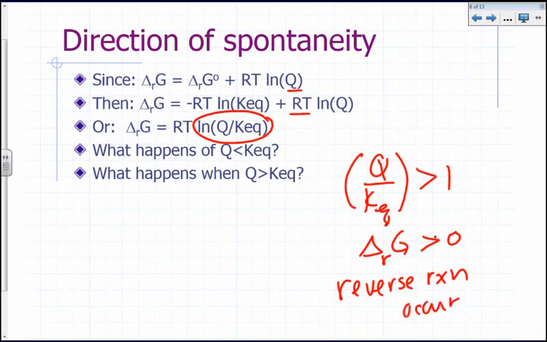And so when a reverse reaction occurs, your Q will be dropping. Eventually, Q will become equal to KEQ. So when Q is larger than KEQ, reverse reaction occurs. Q will drop until Q becomes equal to KEQ.